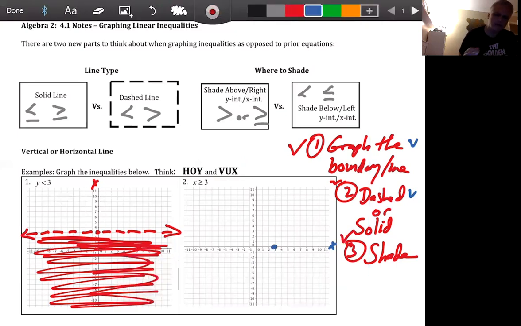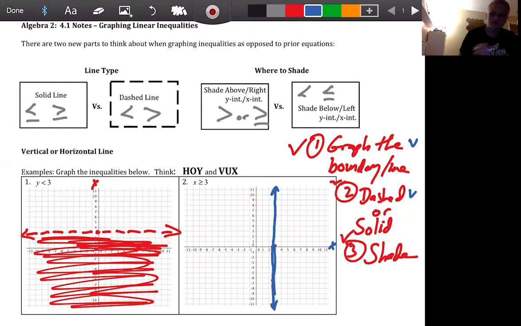Now, is this going to be dashed or solid? Well, it says greater than or equal to. So it's going to be a solid line. So I start at the 3, and I'm going to do a solid boundary line going up, going down, starting right at the 3.